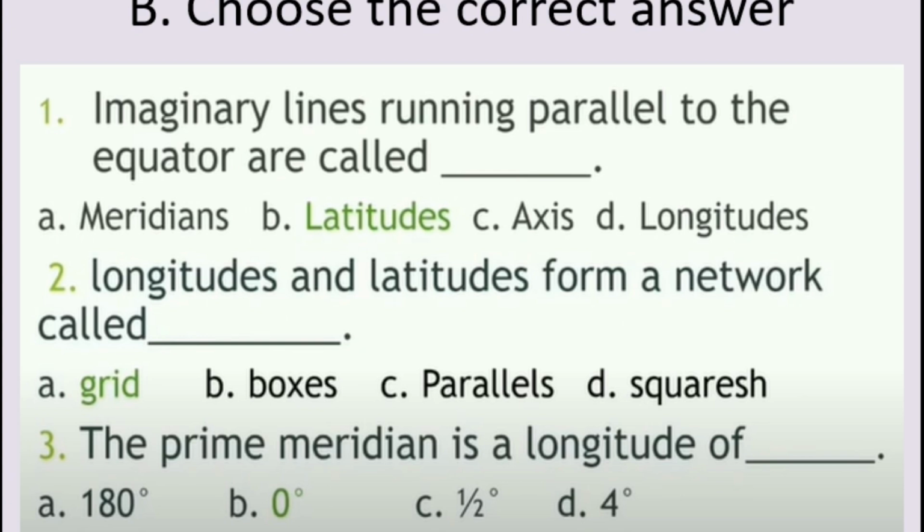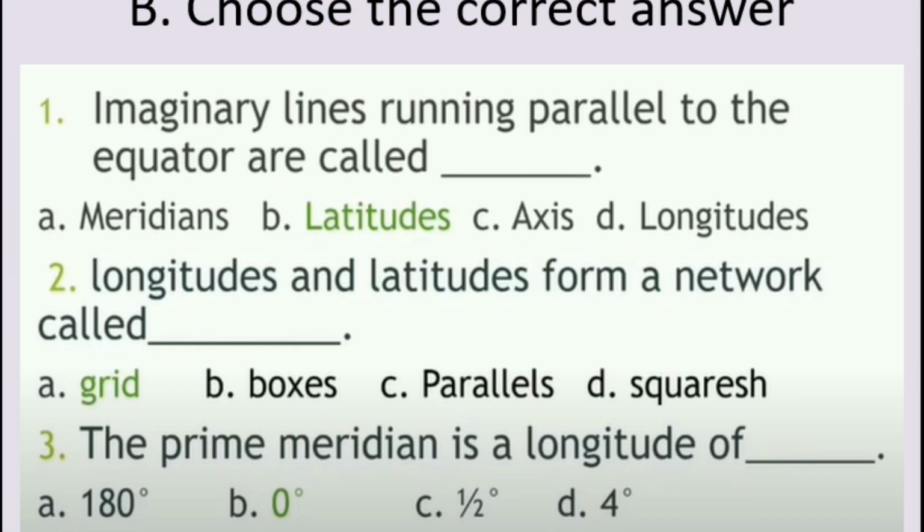So imaginary lines running parallel to the equator are called, so we have four options here and the option B is the correct one. The lines which run parallel to the equator are called latitudes. And the second one is the longitudes and latitudes form a network called grid. We just did this in the question number 1. And the third one is the prime meridian is a longitude of 0-degree. This was also done in question number 1.